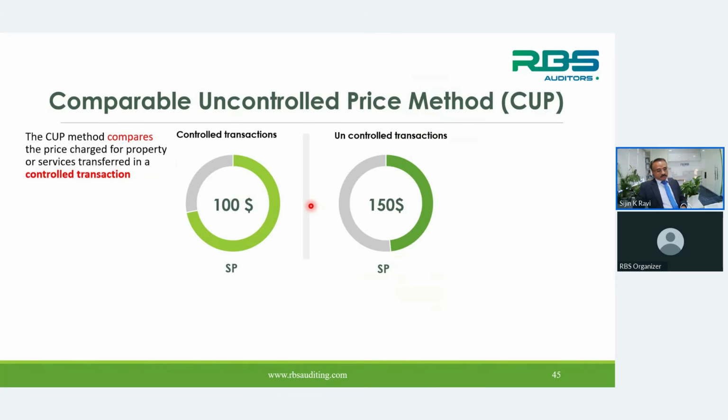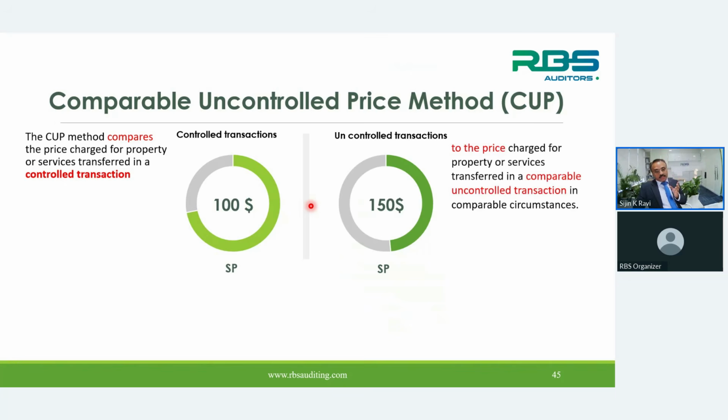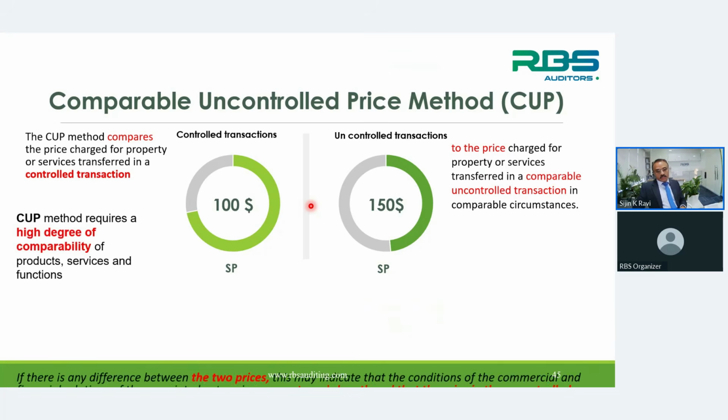For example, the CUP method compares the price charged for property or services in a controlled transaction with an uncontrolled transaction. So they will compare a related party transaction with an unrelated party transaction. For example, the selling price is 100 for the controlled transaction. Controlled transaction means related party transaction. That will be compared with the uncontrolled transaction. The same item in an uncontrolled transaction is $150, then that will be comparable. Then you will be doing the adjustment.